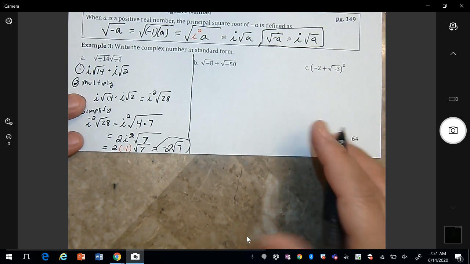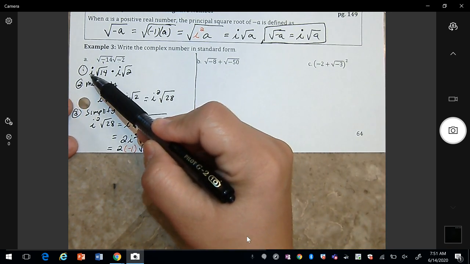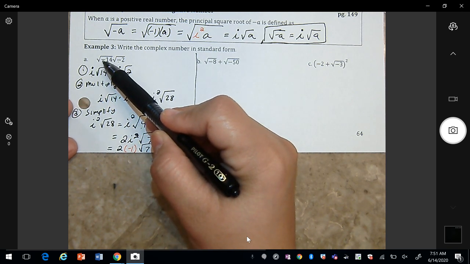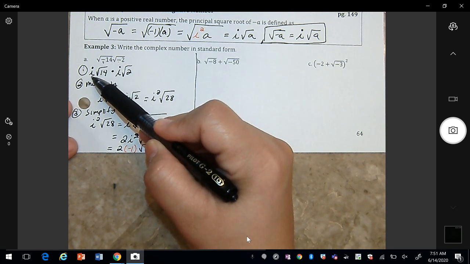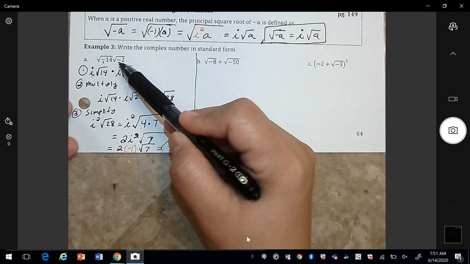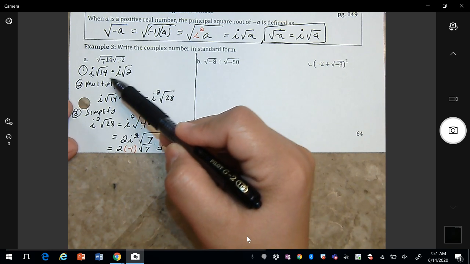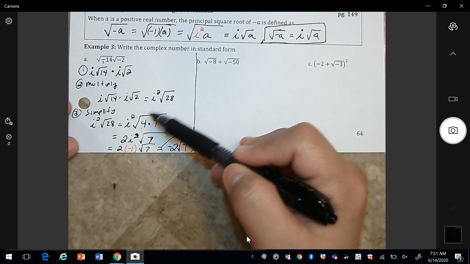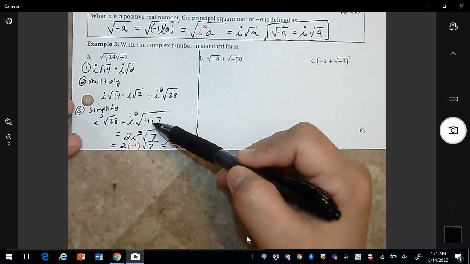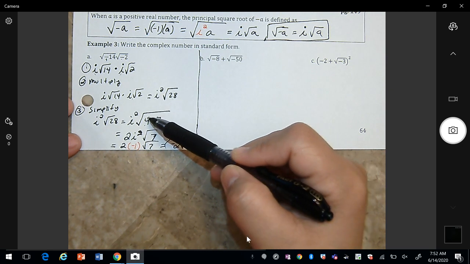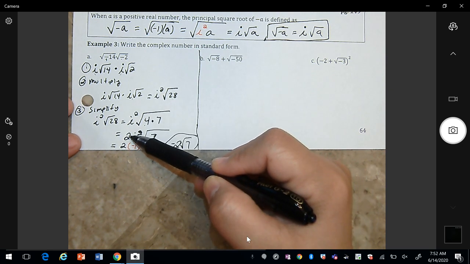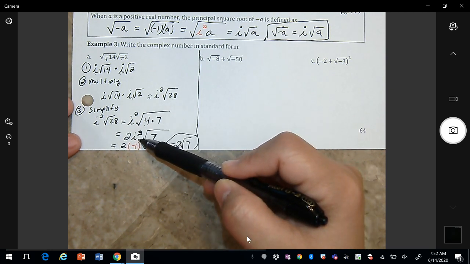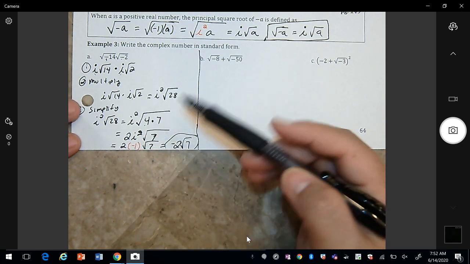So again, first we take care of these negatives by replacing this negative with i squared, which comes out as i. So anytime you see a negative, we write it out as i. Multiply i times i is i squared. 14 times 2 is 28. The 28 can be written as 4 times 7, where taking the square root of 4 would give me a 2. And then we replace i squared with negative 1.